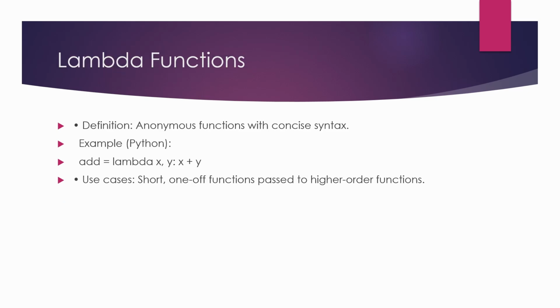Lambda functions are anonymous functions typically written in a single line of code. They allow for concise and functional programming, often used as arguments for higher-order functions. In Python, for example, a lambda function can quickly perform operations without requiring a full function definition.